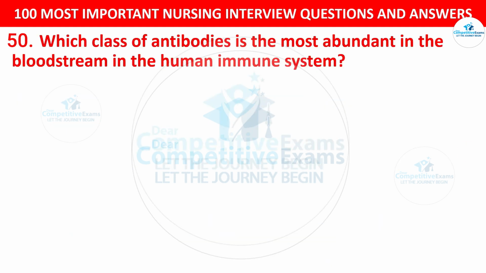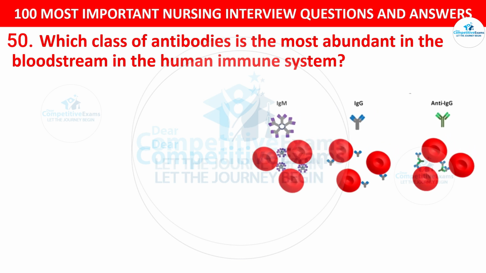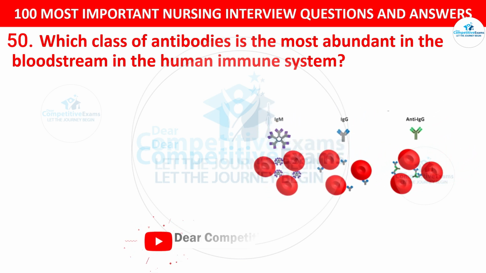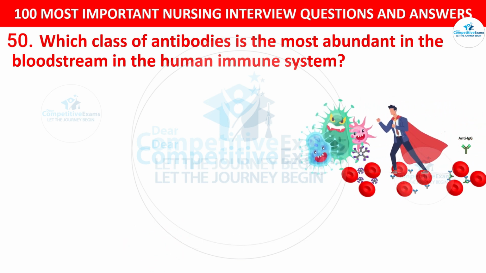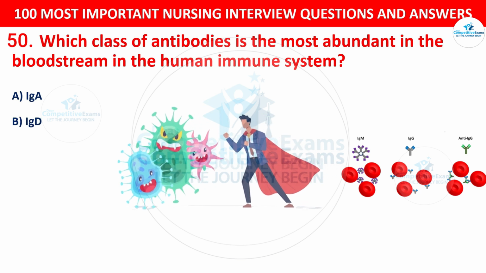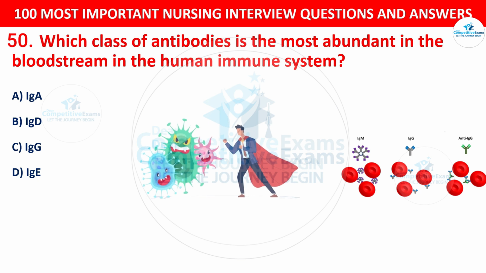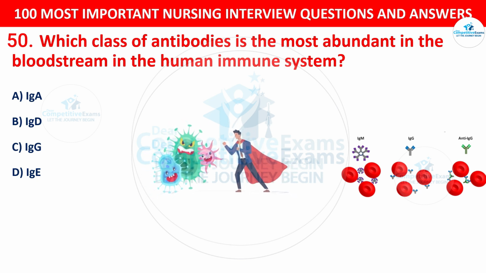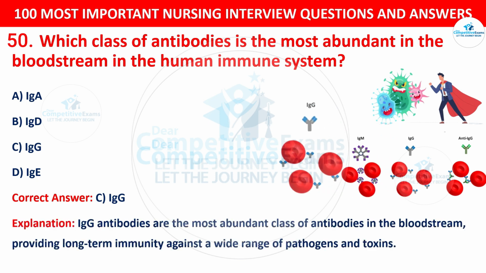Question number 50. Which class of antibodies is the most abundant in the bloodstream of the human immune system? Your options are IgA, IgD, IgG or IgE. And the correct answer is C, that is IgG.